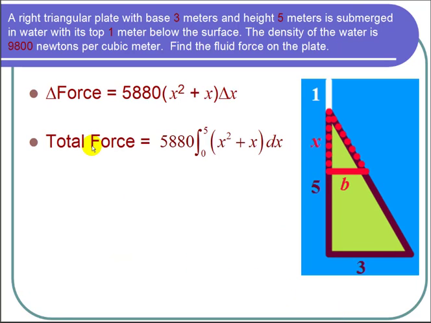So we can say that our total force is going to be the integral of the forces of the cross-sections. We add up all the forces in the cross-section, take a limit as delta x goes to 0, and that will give us a total force on this triangular plate. That's 5,880 times the integral from 0 to 5, because the smallest x gets is 0, and the largest x gets is the bottom of the triangle, which is 5 away from the top, of x squared plus x dx. And I worked that out, and what I ended up getting was 318,500 newtons. And I'm finished with the problem.